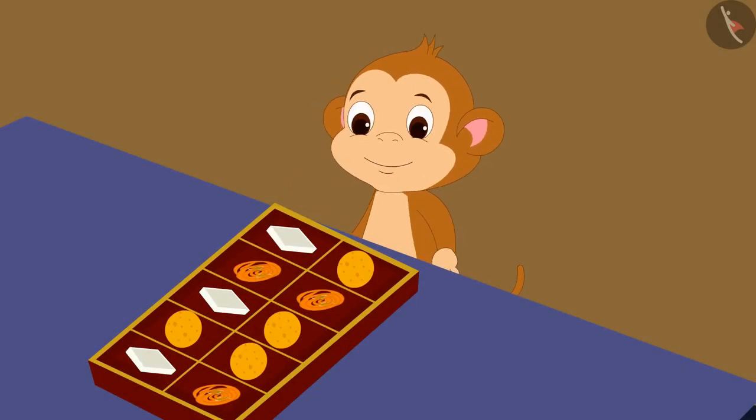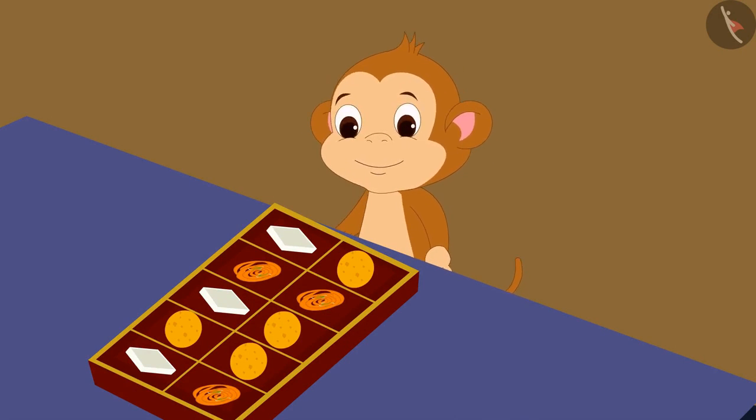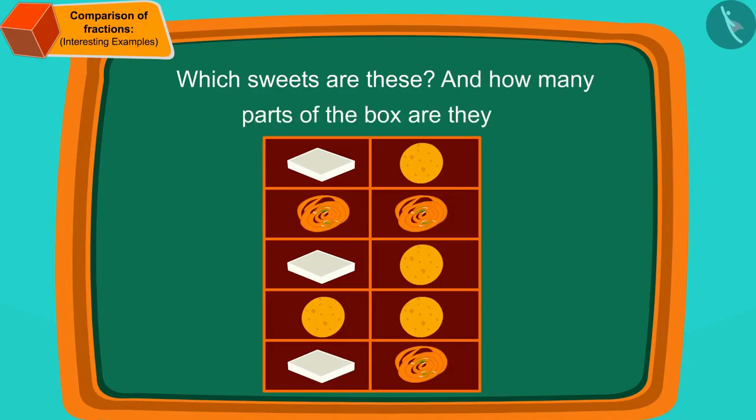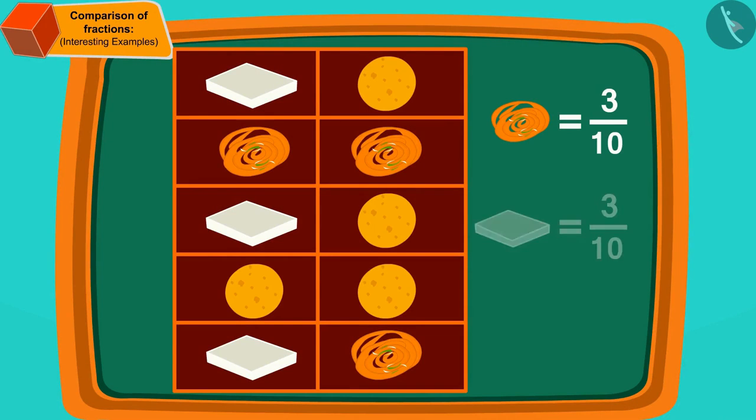When Babban looked at the box of sweets, he saw that there are 2 sweets that are filled in equal parts of the box. Can you tell which sweets are these? And how many parts of the box are they in? Well done, children. You have found the answer correctly. Both jalebi and Kaju Katli are in 3/10 part of the box.